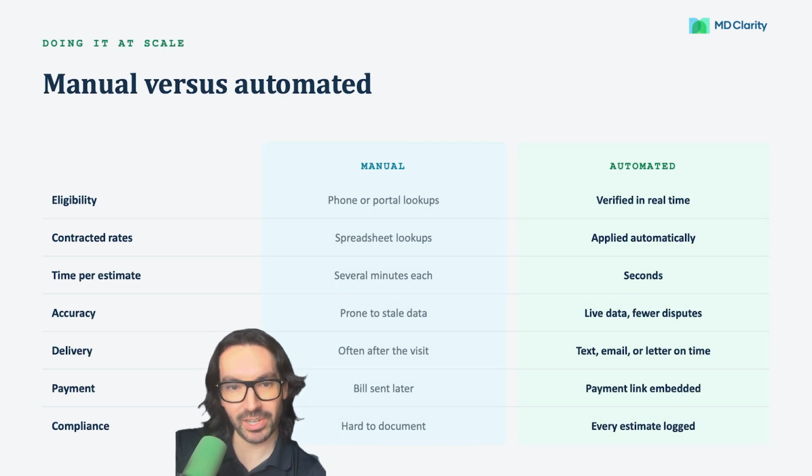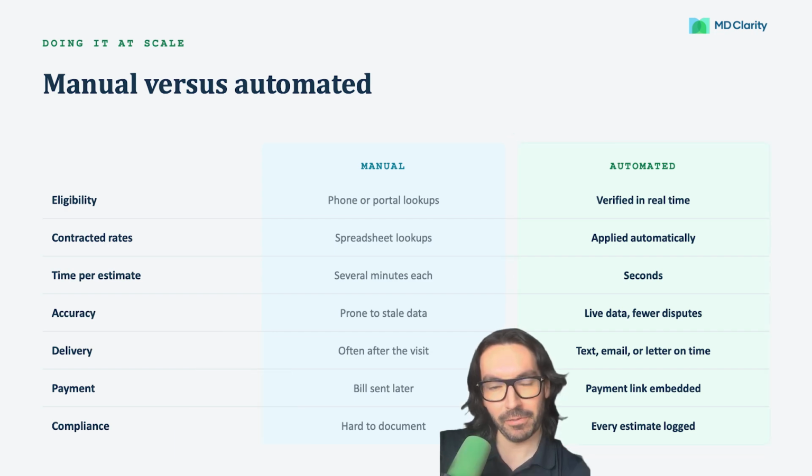The manual way puts a staff member on every one, checking eligibility by phone, looking up rates in a spreadsheet, doing the math by hand, often after the patient's already left. It's slow, it's error prone, and it doesn't scale. One person manages maybe 50 to 100 estimates a day. The automated way verifies eligibility in real time, applies the correct contracted rate, generates the estimate in seconds, delivers it to the patient by text or email, and attaches a payment link so they can pay on the spot.